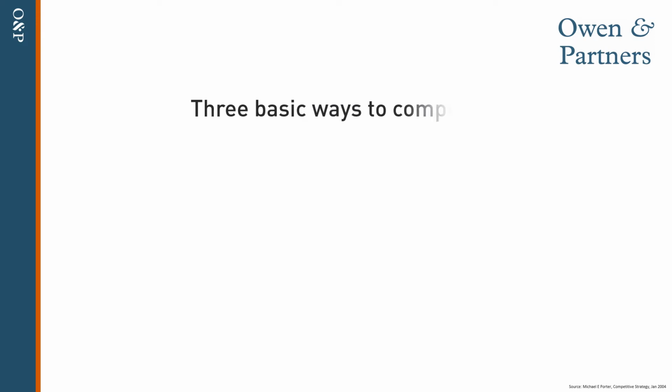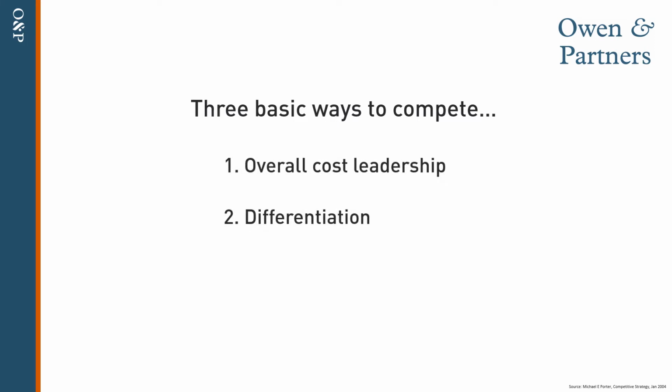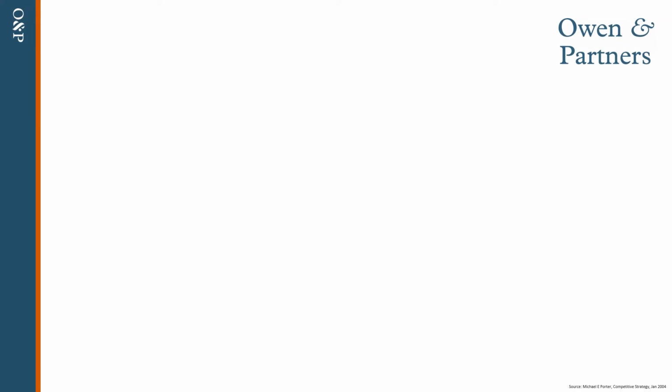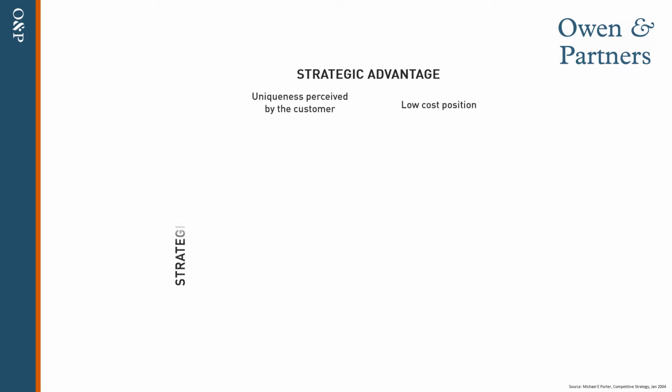Porter identified three basic ways to compete: overall cost leadership, through differentiation, or through focusing on a particular customer group or market sector. Sometimes we call these niche providers. So let's take a look at these in more detail. In developing his generic strategies, Porter looked at competitiveness in two dimensions: strategic advantage and strategic target.